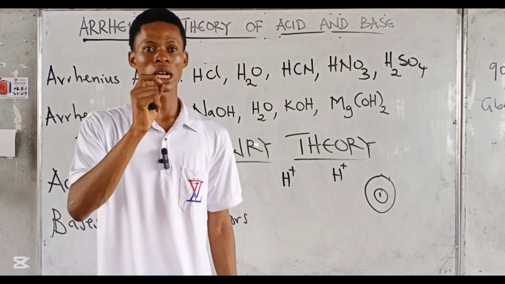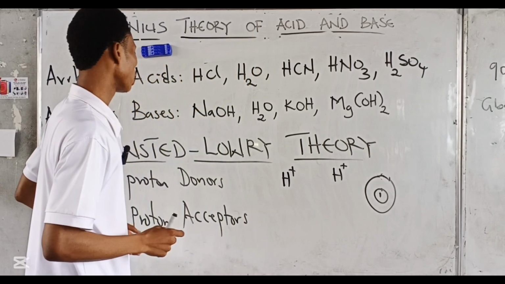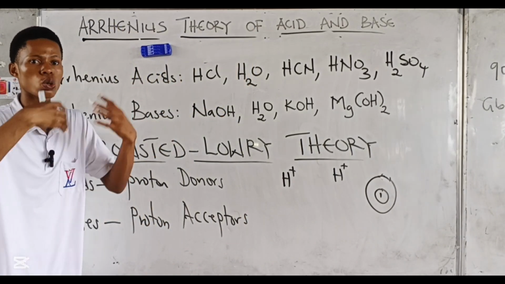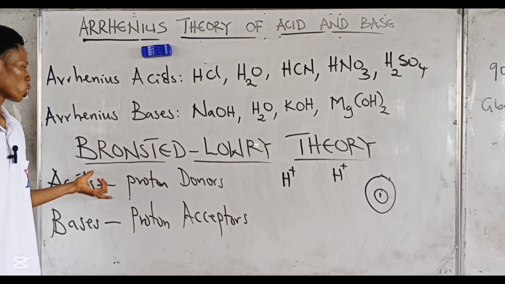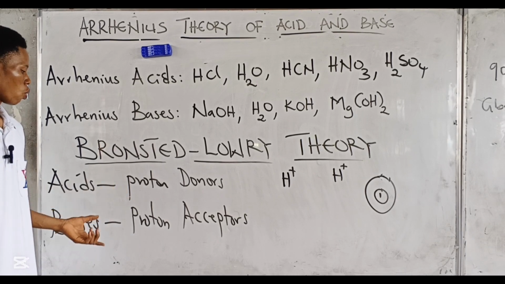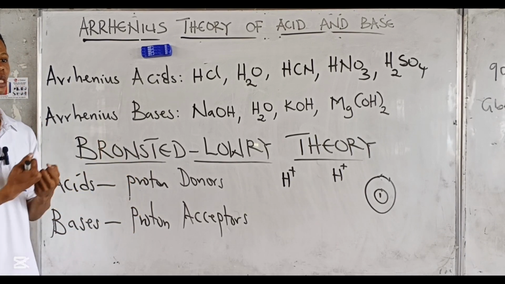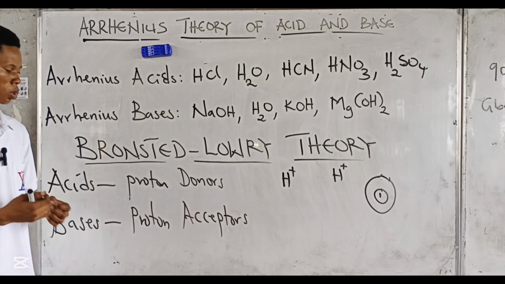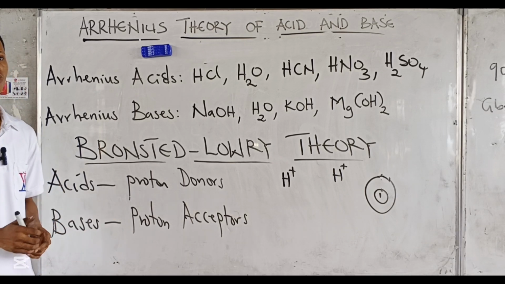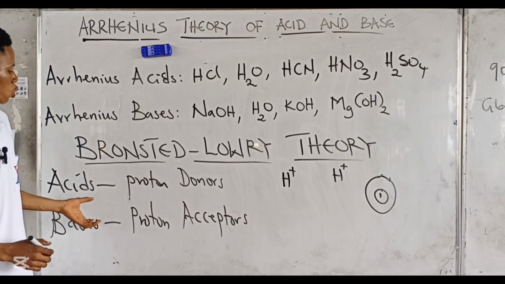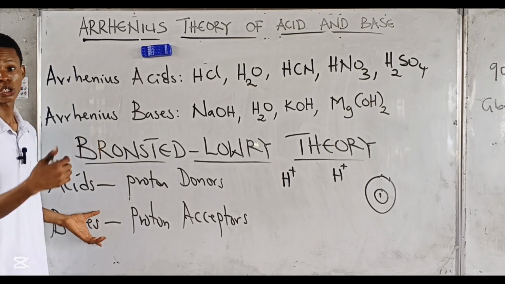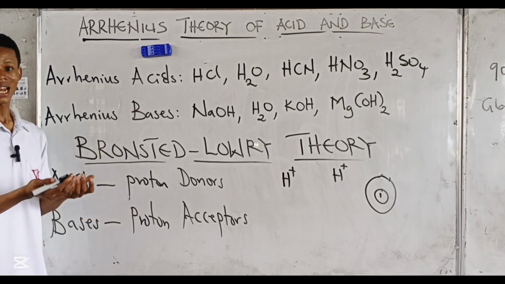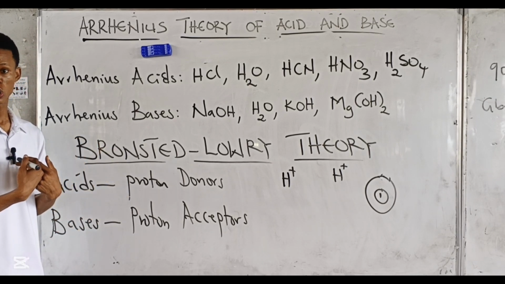Now, any substance that can donate proton, that can donate hydrogen ion, is called what? Bronsted-Lowry acid. While anyone that can accept proton is what? Bronsted-Lowry base. So if you look at it this way, Bronsted-Lowry base, we are not saying anyone that can produce OH. Anyone that can accept proton is Bronsted-Lowry what? Base.